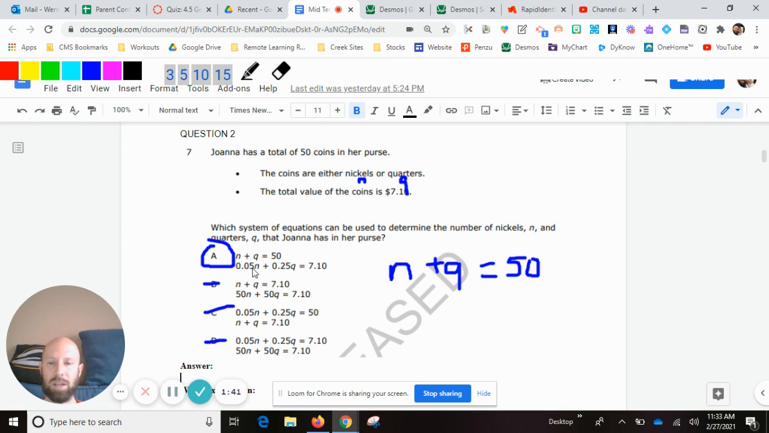And the second part, nickels are worth 5 cents, so that's good. Quarters are worth 25 cents, so that's good. And when I add all my money together, the 5 cents and the 25 cents, it's going to equal $7.10. Let's move on to question 3.